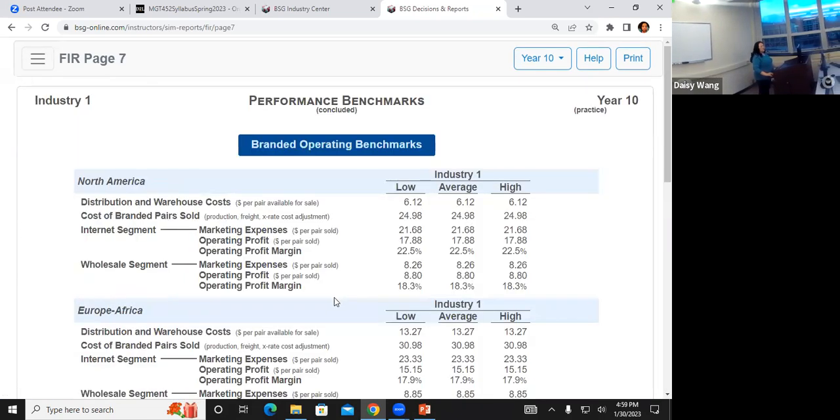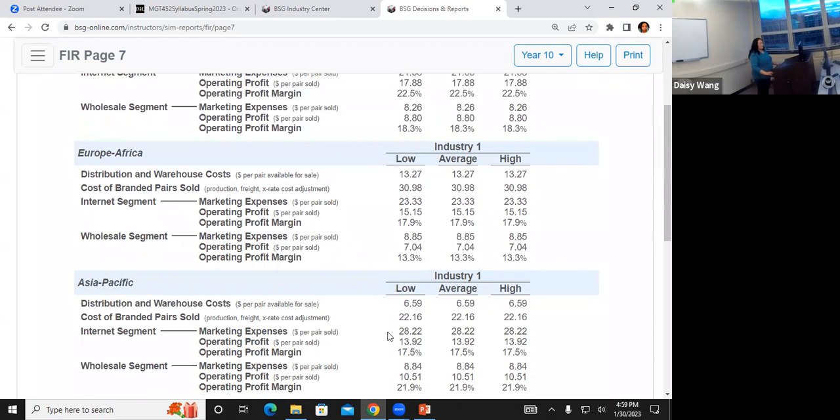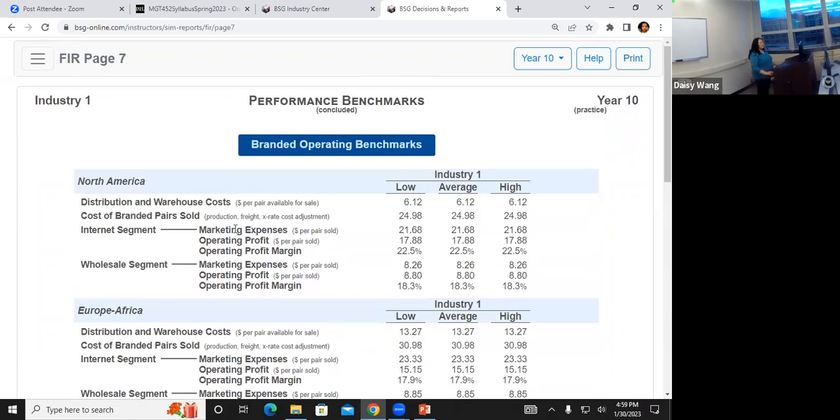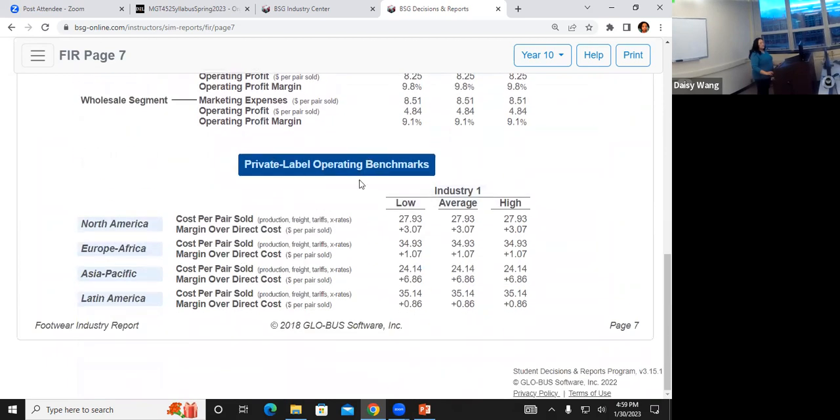And then this is the operating benchmark. Okay, this one shows you the operating profit. This is per pair, okay? And this is the profit margin percentage. So with different costs, you see low, average, and high, and then your own number. And then this is the branded operation. Okay, so you have internet and wholesale, different segments, different geographic locations, and then we have private label here. You have this.